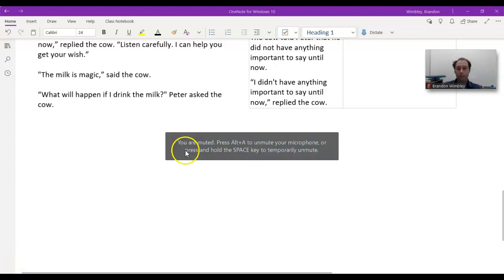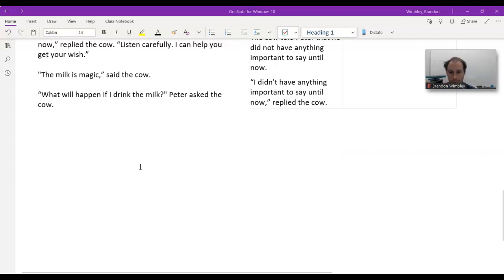So we've worked with fairy tales. We've worked with describing them. How do we start them? How do we advance the story? How do we let people know about our main characters and those attributes of them?